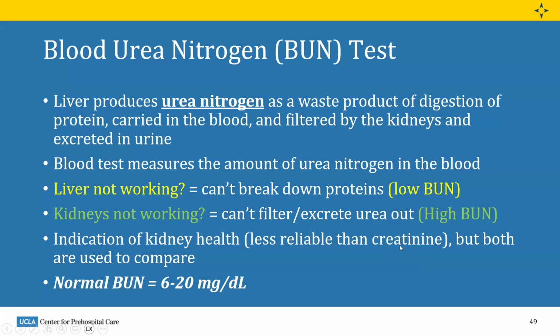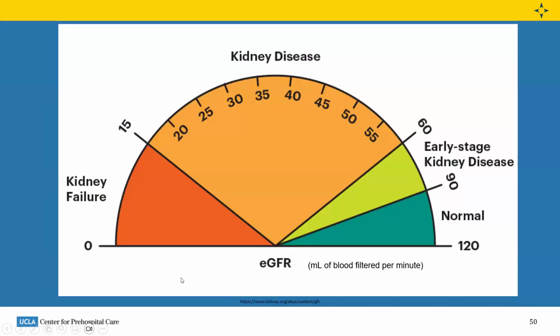So creatinine may be a better test directly of the kidney, but it's good to get both tests if you're concerned about kidney health. And this is just the normal range there. Based on calculated equations, you can find out what the GFR is from those tests. Our normal is 120 milliliters of blood filtrate per minute. And then you can see what that range is for healthy versus early stage kidney disease, full-on kidney disease, and kidney failure.